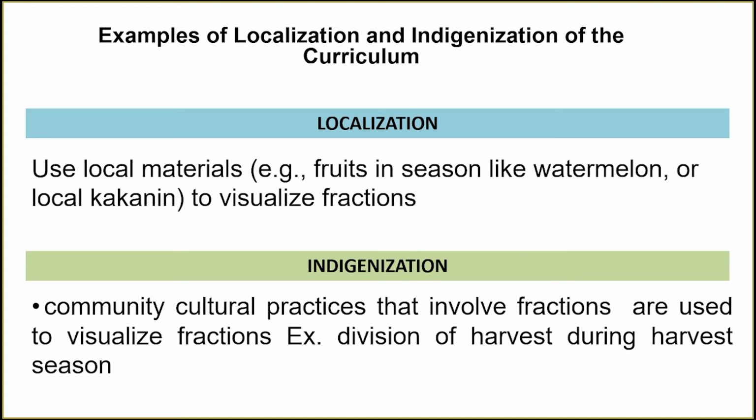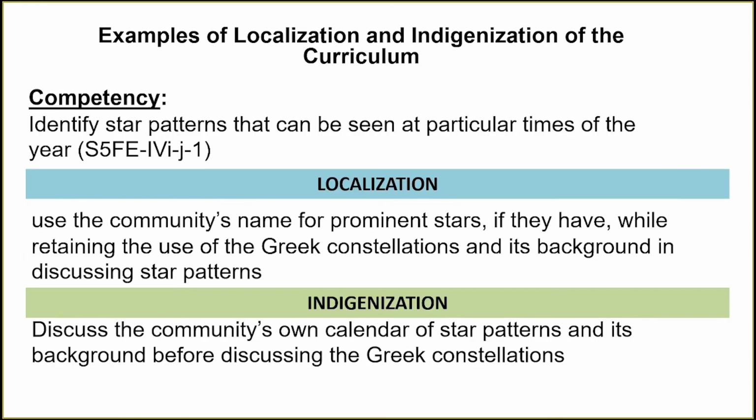Okay, so in localization, use local materials. For example, fruits in season like watermelon or local kakanin to visualize fractions. Then community cultural practices that involve fractions are used to visualize fractions. So in this way, you are already doing indigenization because you are integrating cultural practice. Okay, so this one: identify star patterns that can be seen at particular times of the year. So use the community's name for prominent stars if there are any.